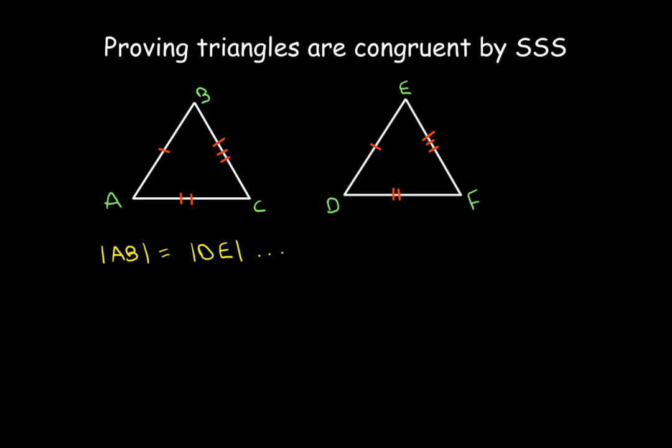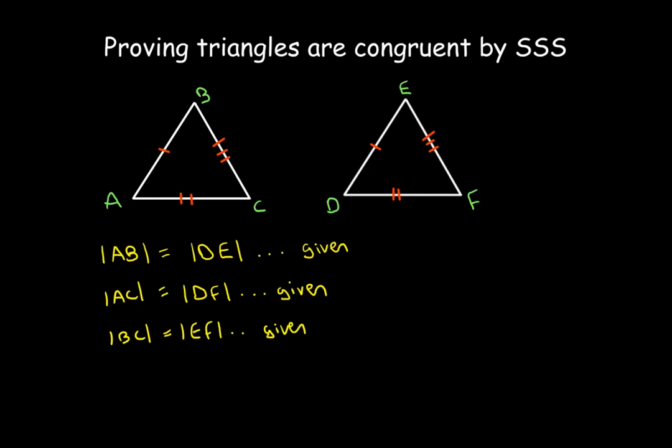So the statement is given on the left, and the reason on the right. So again, because it's denoted here in the example, it's given. Also, the length |AC| is equal to the length |DF|, and again, the reason for this one is given as well. And finally, the length |BC| is equal to |EF|, and it's given as well. Not always will all the reasons be given, but in this simple example they are.